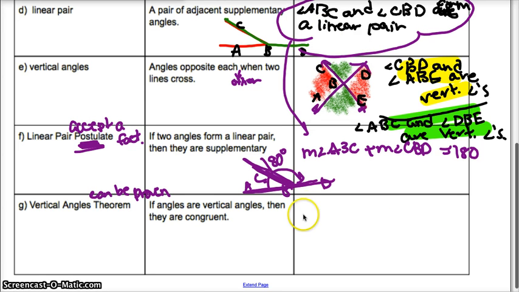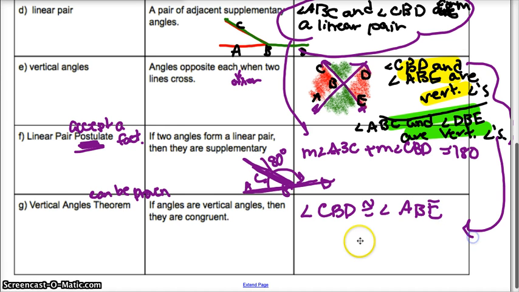So what that means then is that angle CBD is congruent to angle ABE, and I'm using all of this information. So if angles are vertical, which we identified the green angles to be, they have to be congruent, and that's because of this vertical angles theorem. And then the green angle ABC has to also be congruent to angle DBE.